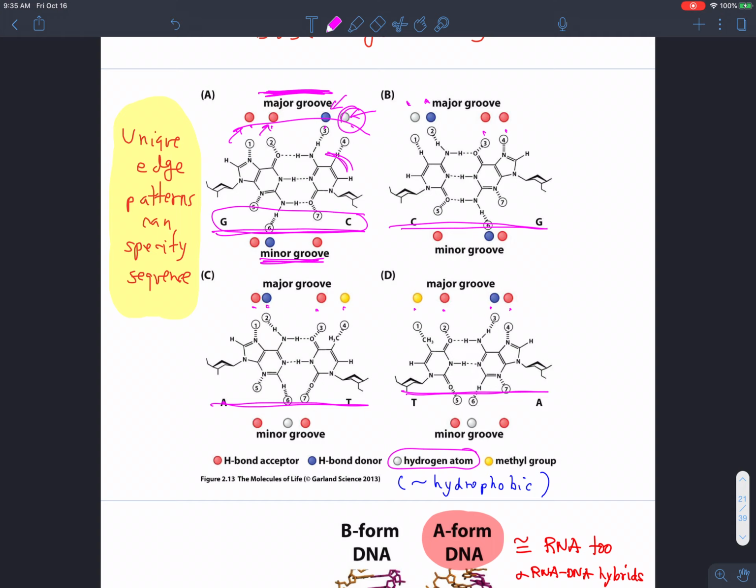And that means you can, in principle, if you've got the right kinds of interactions, read the sequence by looking just at the major groove alone, or the minor groove alone, or looking at both of them, of course, gives you still more information.